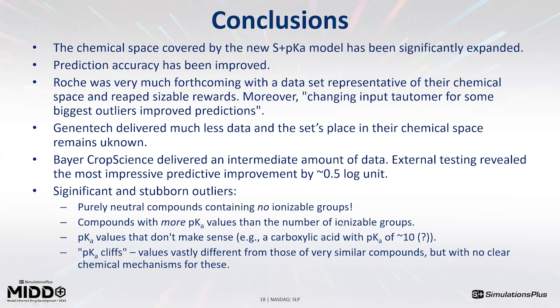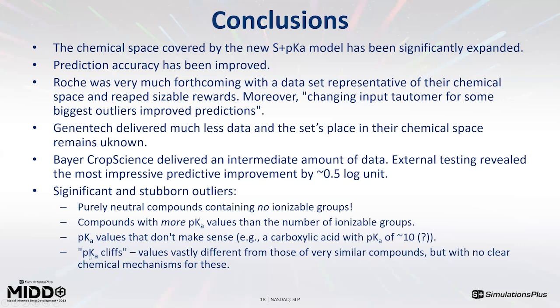Compounds with more pKa values than the number of ionizable groups. That's in the same bucket as compounds with pKa but no ionization at all. The pKa values just don't make any sense. Like a carboxylic acid with a pKa of around 10. I don't see any interaction that would raise a carboxylic acid pKa by 6 log units to 10. Makes no sense, especially if there are no exotic groups nearby. Just a normal molecule, but it doesn't make sense.